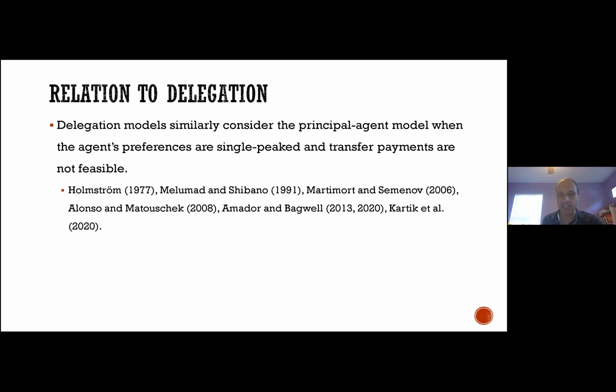There is a literature on delegation, starting with a seminal paper by Holmstrom. These models consider a very similar environment, a principal and agent model where the agent's preferences are single peaked over a typically one-dimensional action space, and transfer payments are infeasible. Some recent work, by Naveen Karthik et al., came out in June 2020, but there is some history of work on this model. This looks like exactly the kind of situation I'm considering, but there are some important differences, so let me highlight those.